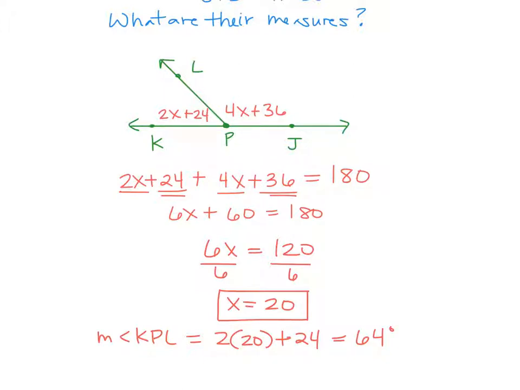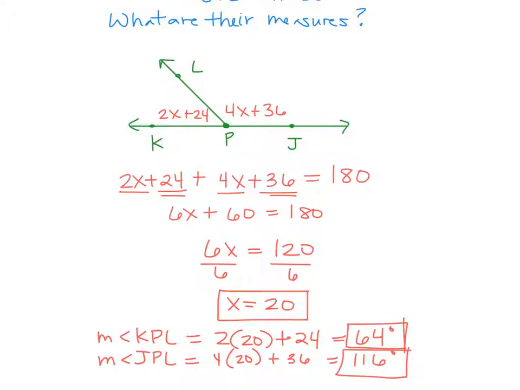Technically, if you've done everything right to this point, you shouldn't have to do any more big math, because you could just do 180 minus 64. But if I were you, I would still plug it in just to make sure you didn't make a silly mistake somewhere. So JPL would be 4 times 20 plus 36, and that is 116. So then just double check. Do they add up to 180? And they do, so then you know you're good. Okay? Questions on that?